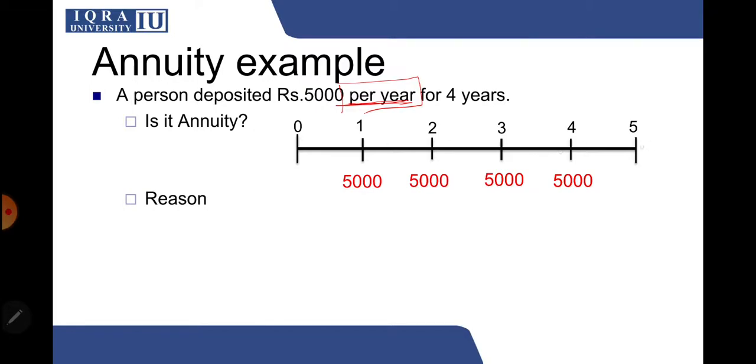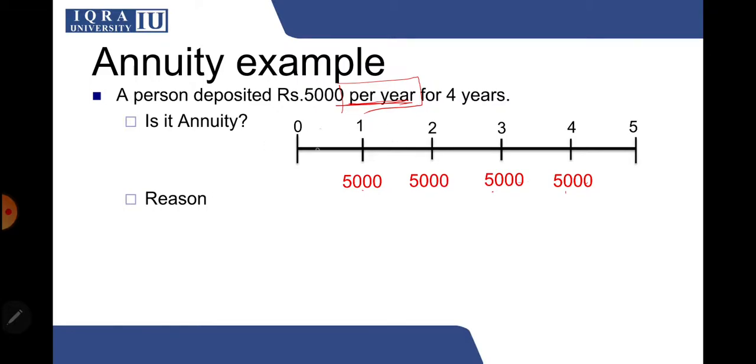If you make it on a timeline, the first 5,000 will come at the end of the first year. Then the second will come at the end of the second year. Then at the end of the third year, you have a payment of 5,000 again. And at the end of the fourth year, you have a payment of 5,000 once again. So these are 5,000 that is coming every year for 4 years.